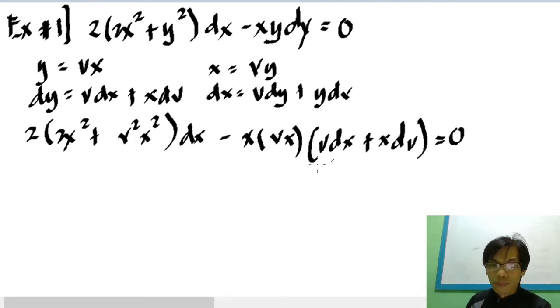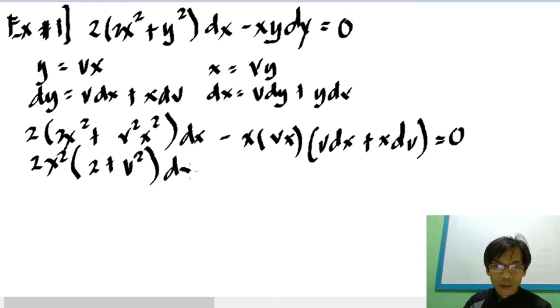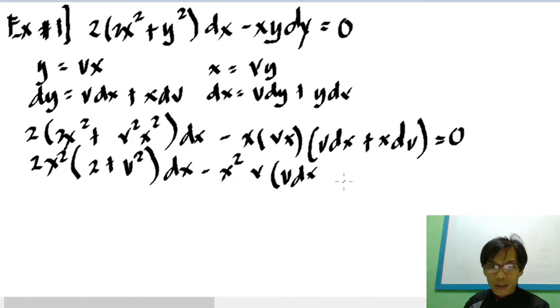Okay, now we'll do the algebra. So we have to factor out x squared in here. So we have x squared times 2 plus v squared dx minus, same is true here, x squared v times v dx plus x dv, and that is equal to 0.